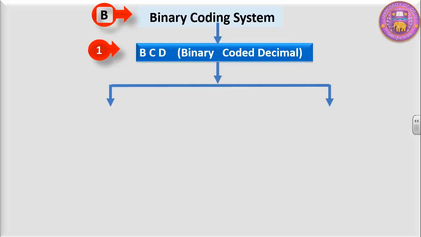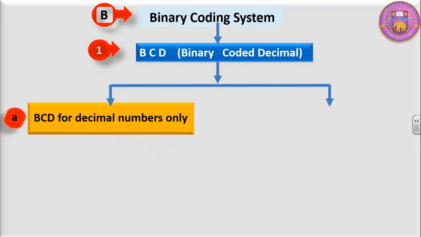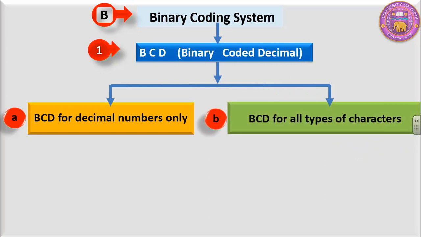Now we are going to move to our main subject. In the binary coding system, the first one is BCD, binary coded decimal. In the binary coded decimal, there are two number systems, BCD for decimal numbers only and BCD for all types of characters.